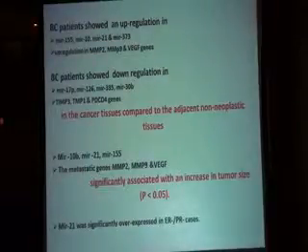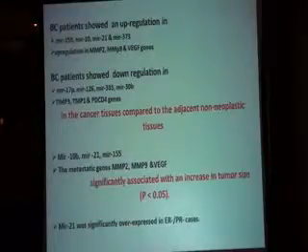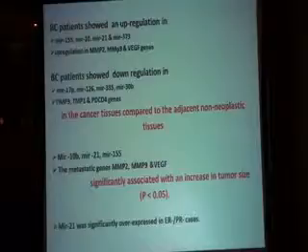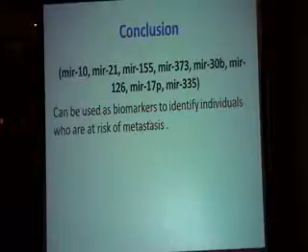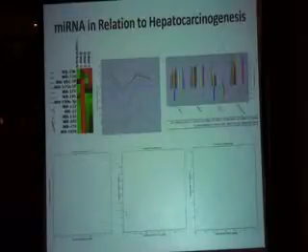So breast cancer patients show an upregulation in certain microRNAs and in the matrix metalloprotease genes, and they show downregulation in other microRNAs in cancer tissue compared to adjacent non-neoplastic tissue, and this was statistically significant. And from this study, we ended with a panel of microRNAs, microRNA 10, 21, 155, 373, 330B, 126, 17B, 335, that could be used to differentiate between metastatic and non-metastatic breast cancer patients on serology. And this is how data is presented using the real-time microarray.